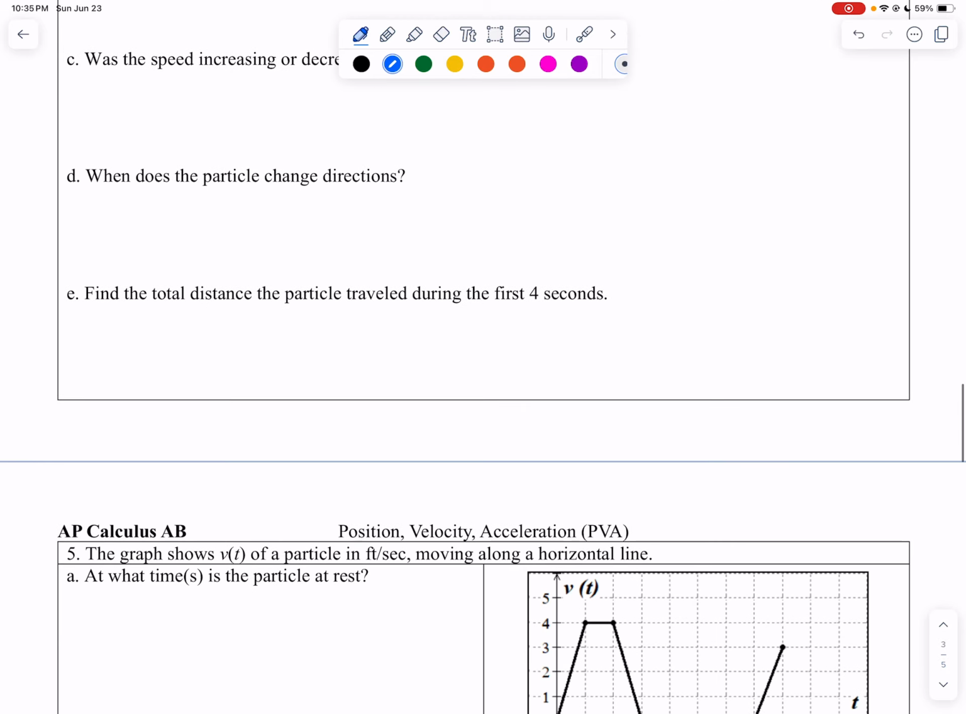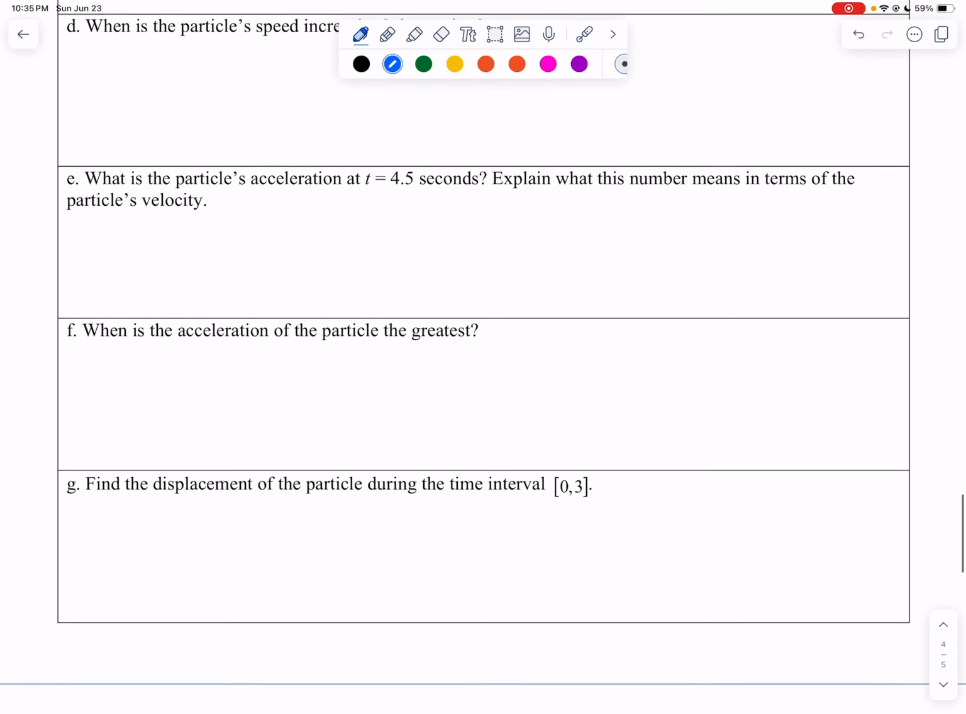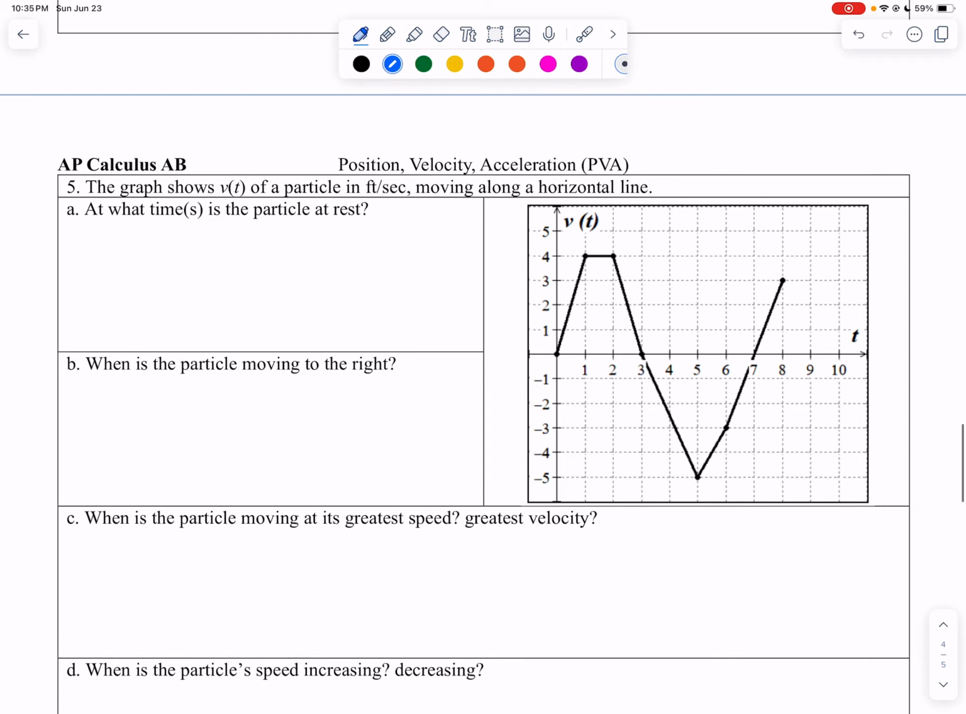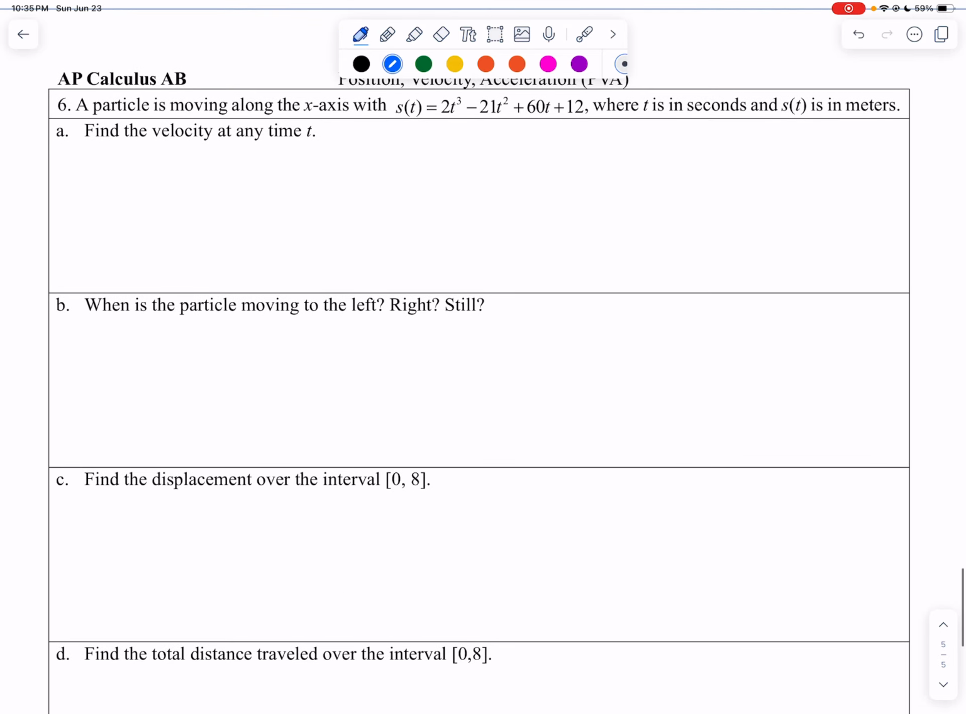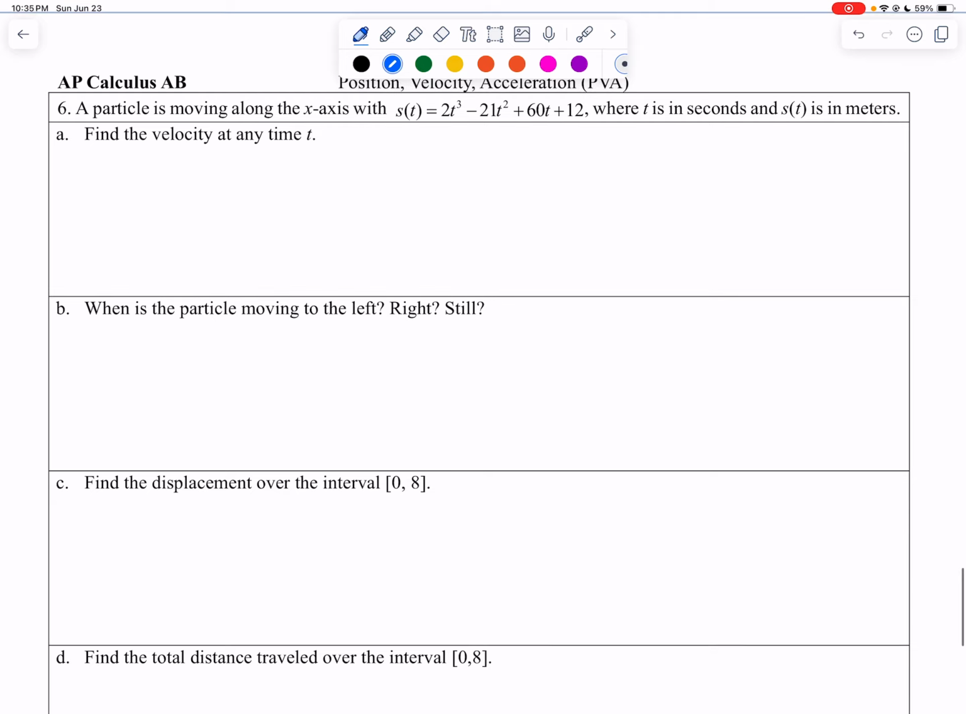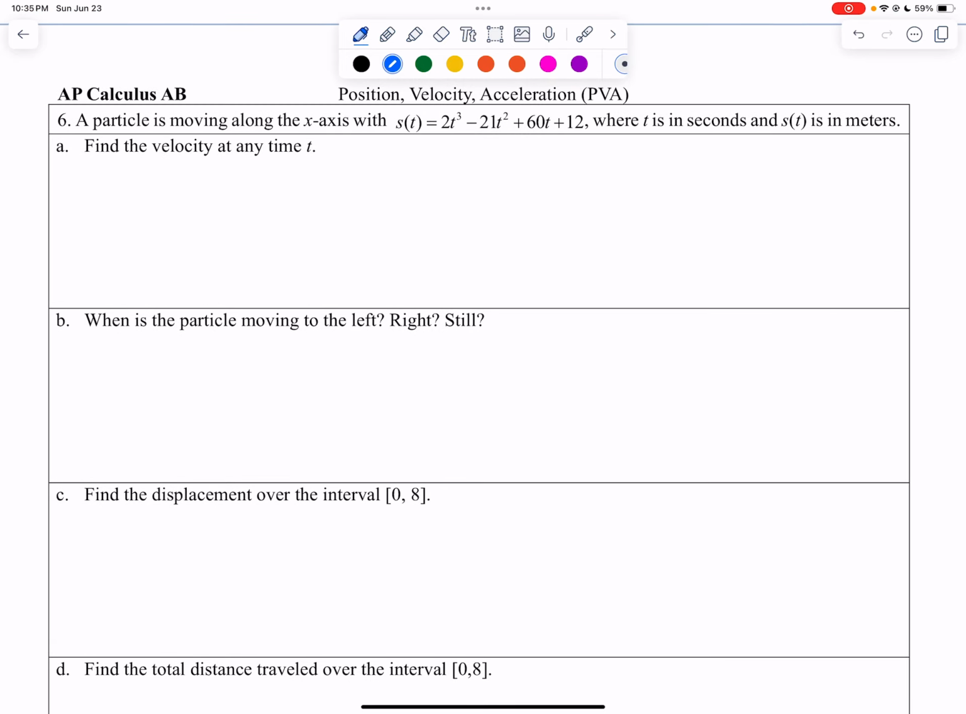Alrighty, so in the next video, I explain number 6, so you guys can also look at that. After that, we are going to be talking about product and quotient rule. So that's going to be a lot of fun.